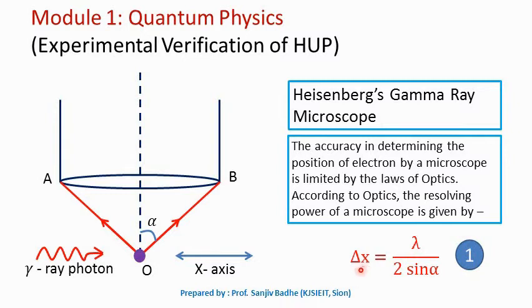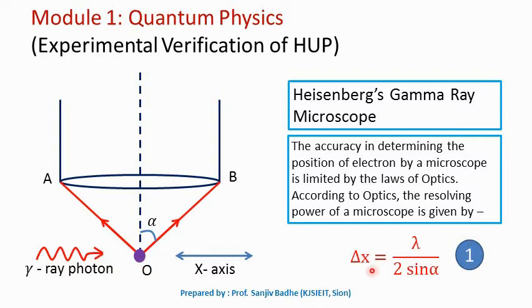So the uncertainty in the determination of the position of the electron is equal to delta x, that is equal to lambda upon 2 sin alpha, where alpha is the semi-vertical angle of the cone of this microscope and lambda is the wavelength of this gamma ray photon. What can we do to reduce this uncertainty? We can reduce it by reducing the value of the wavelength, and that is why we are using gamma ray photons, because gamma rays have very small wavelength, so that we will have very little uncertainty. But we cannot select zero wavelength, because once zero wavelength is selected, no experiment can be performed.